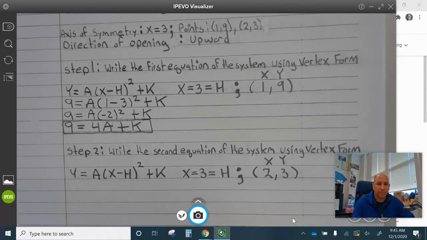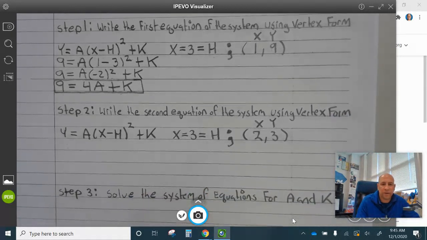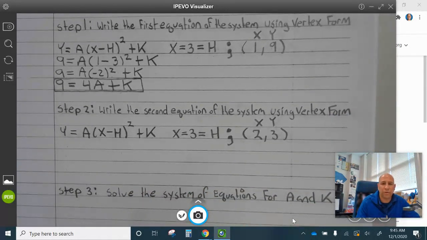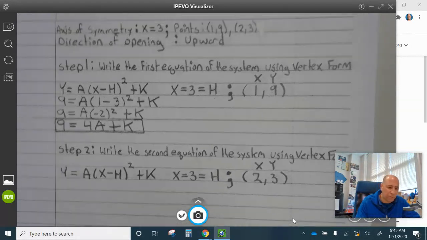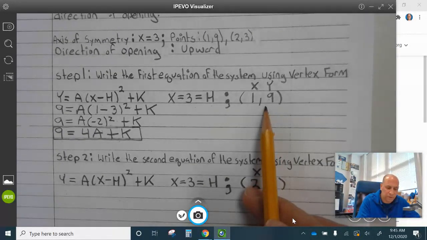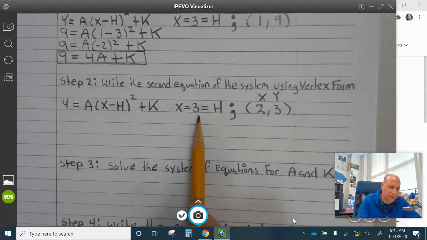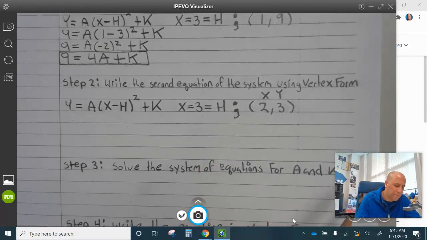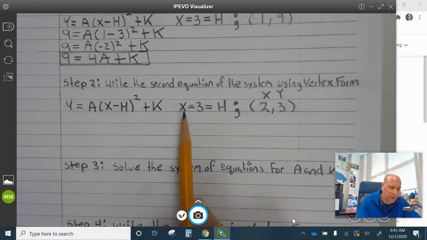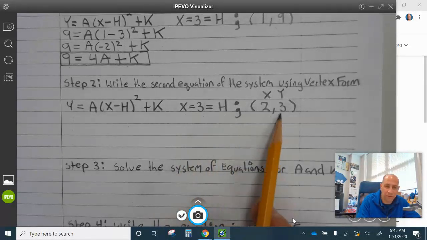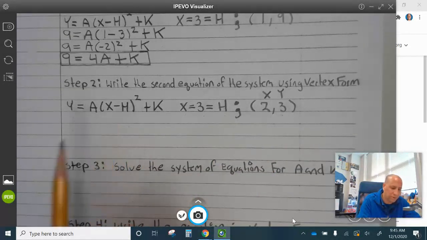Okay, all right. Step 2, write the second equation system using vertex form. Now the first equation we use the first point, and the second equation we're going to use the second point. And we're using the same axis of symmetry for both. So in its axis of symmetry, the x value is the h value, and the point is x and y. So we're going to substitute these in here for the second equation.